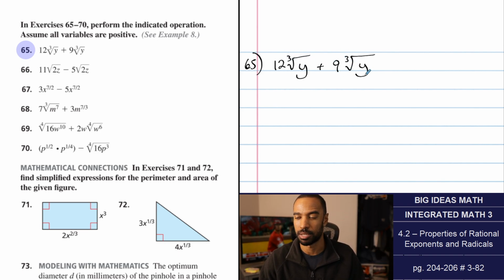12 times cube root of y plus 9 times cube root of y. That is 21 times cube root of y. And that inside can't simplify anymore, so we'll leave it like that.